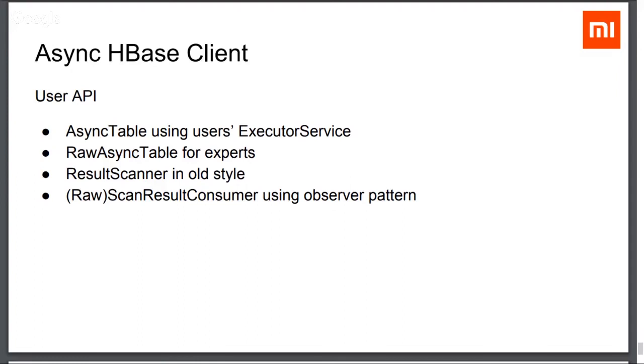For the user API, we have two async tables. The raw async table is for experts, and we have an async table which uses the user's executor service to execute the returned CompletableFuture. For scan, we have a result scanner in the old style scan, and we added a scan result consumer which uses the observer pattern.